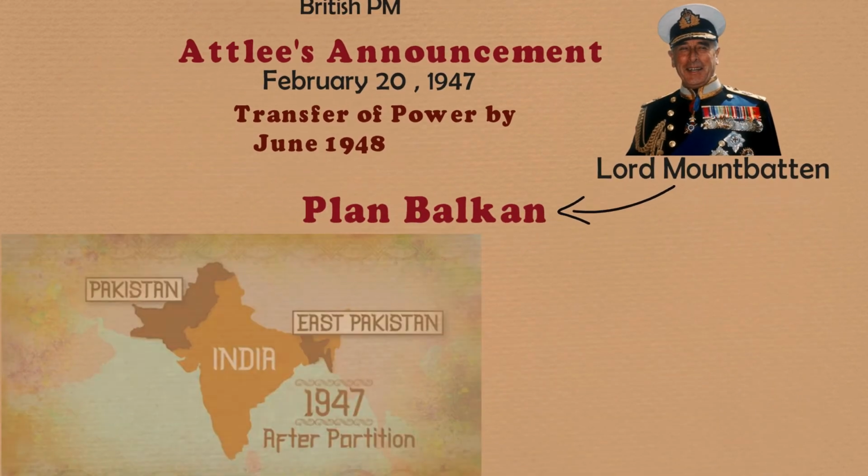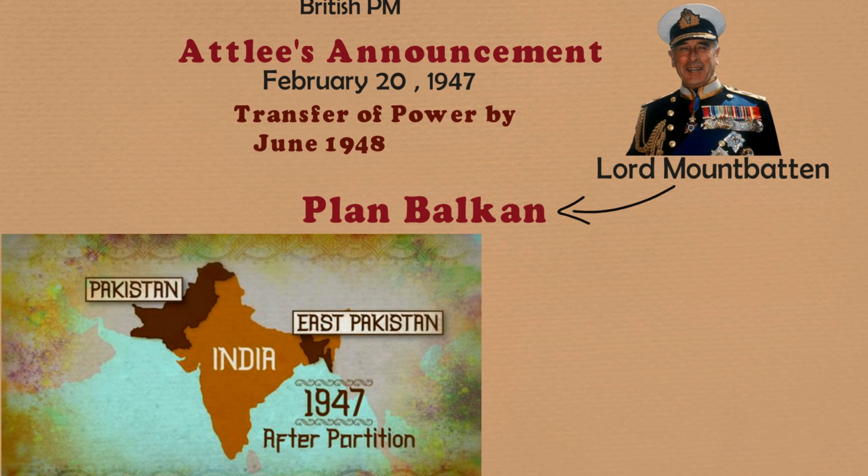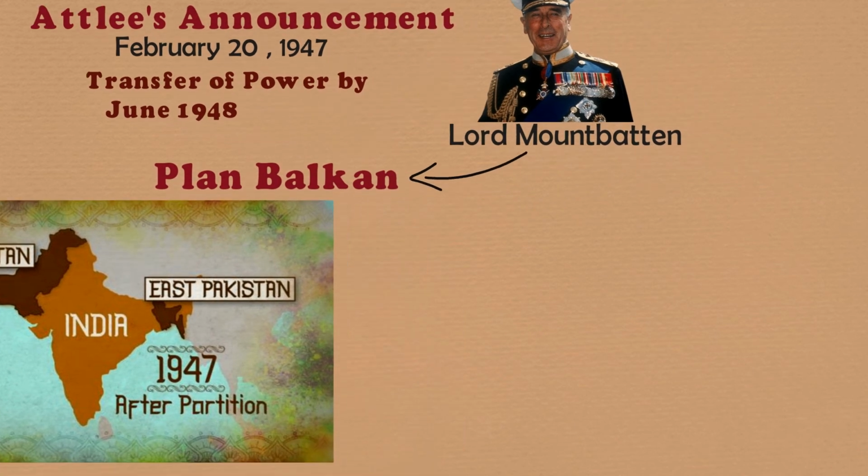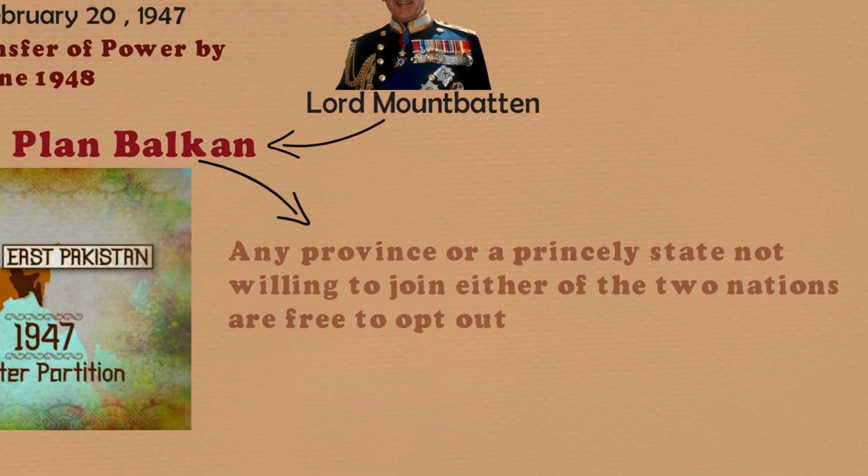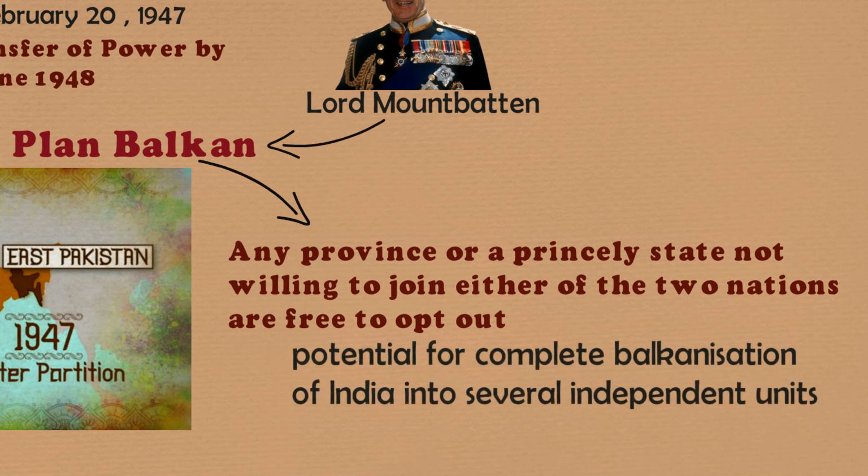It called for partition of India into 2 independent nations, India and Pakistan. Even Nehru by now was convinced that this was the only solution going ahead. The Plan Balkan provided that any province or princely state not willing to join either of the 2 nations are free to opt out. This provision had the potential of complete Balkanization of India into several independent units.